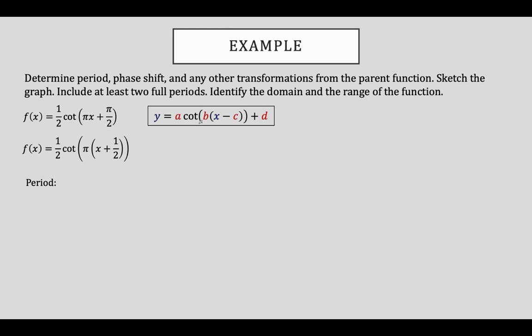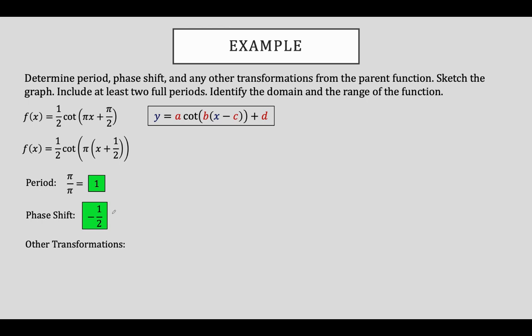Okay. Let's look at our period. How do we calculate the period for a cotangent function? Period is equal to pi divided by b. Our b constant is a pi. Pi over pi is 1. All right, so this is going to repeat itself every 1 unit. Again, nice to work with these integer periods. Our phase shift. The phase shift is equal to c. Notice that the standard form has x minus c. If I get a plus 1/2, that means that my c value must be negative 1/2. I have a phase shift of 1/2 units to the left.